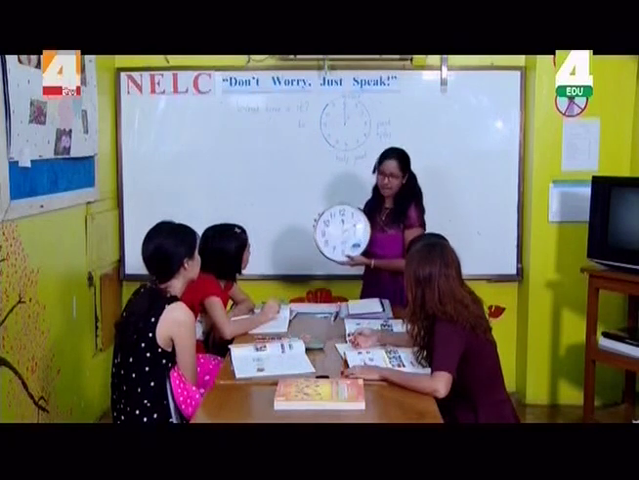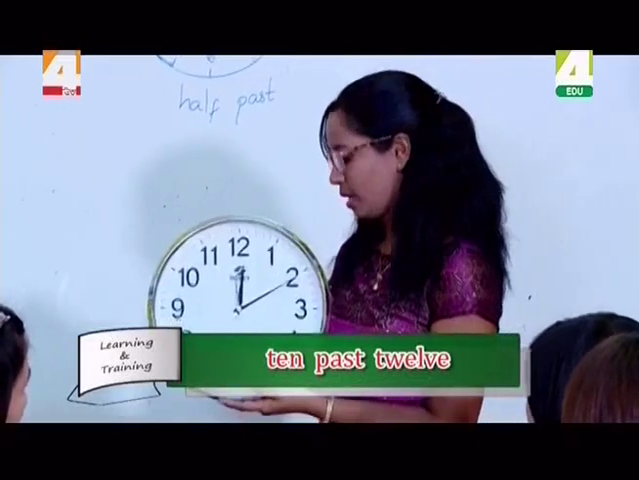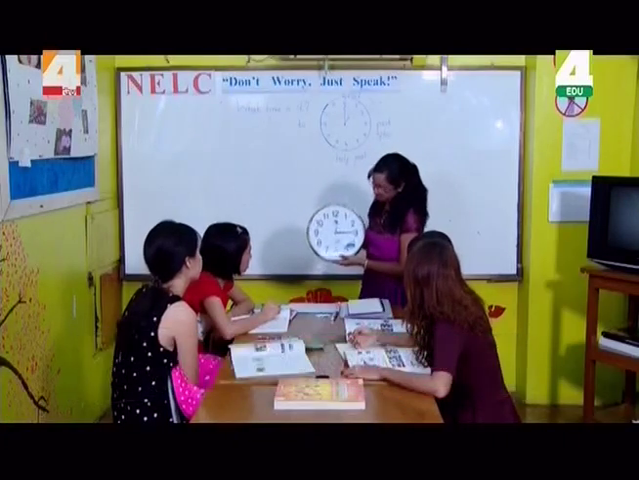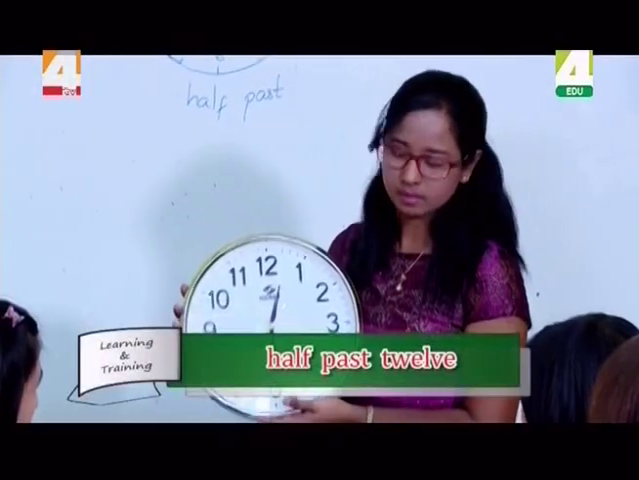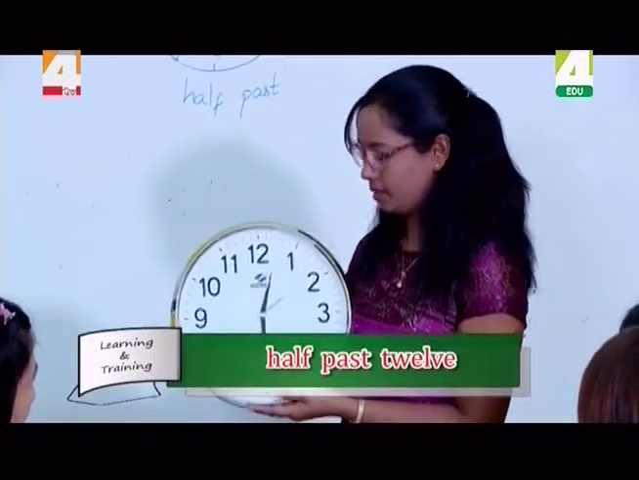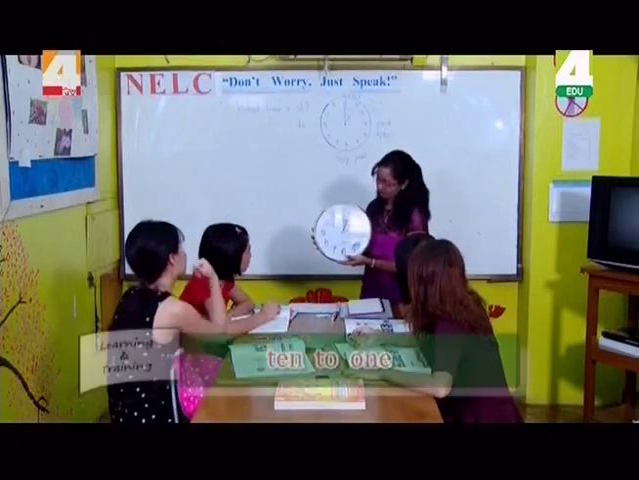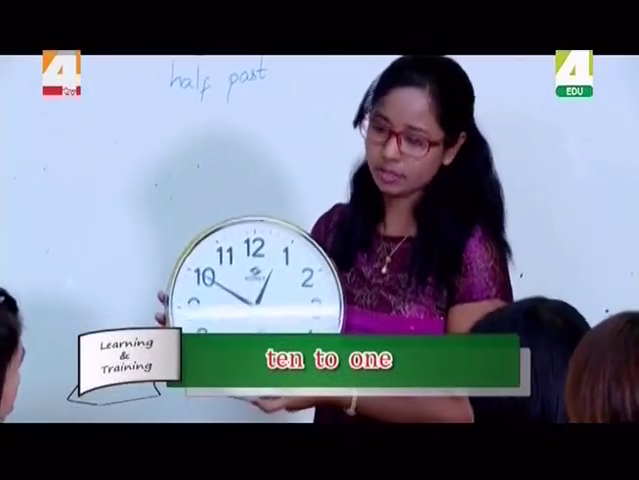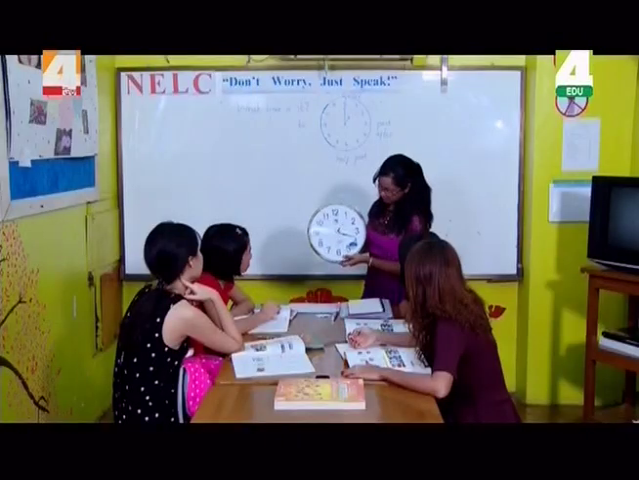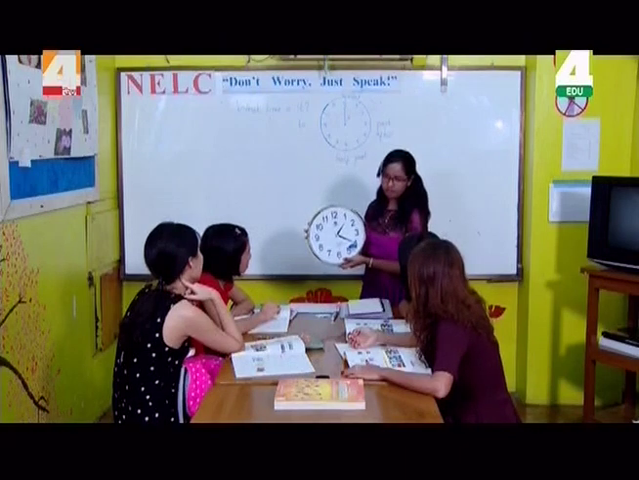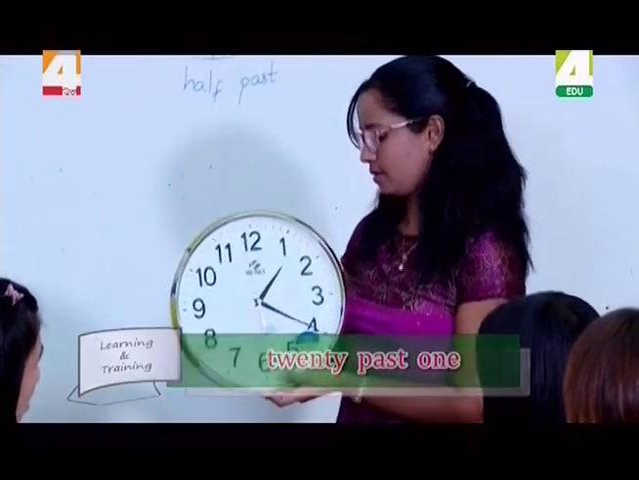Okay, what time is it now? 10 past 12. Very good. It's 10 past 12, okay? So what time is it now? Half past 12. Half past 12, okay. So what time is it now? 10 to 1. Very good. 10 to 1. What time is it now? 20 past 1. Yeah, 20 past 1.